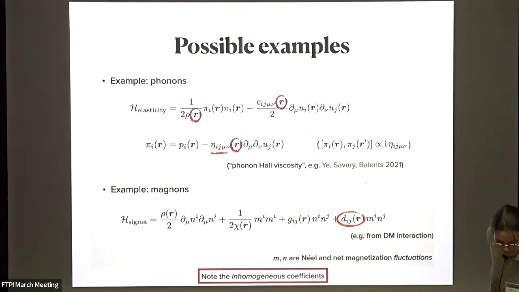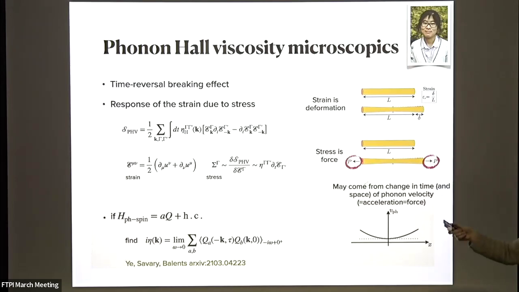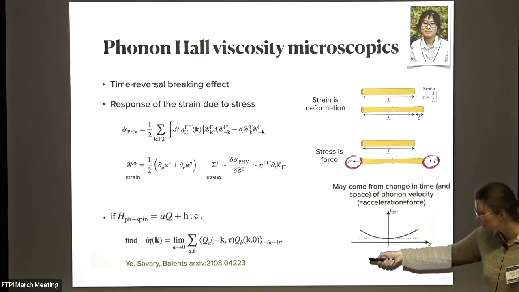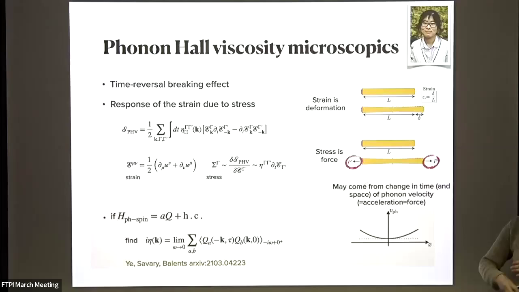I don't have time to go through it, but there's a term that you can write down, the lowest order, which couples the strain to the stress. The coefficient is called the phonon Hall viscosity. And if you were to imagine it came microscopically from coupling phonons to magnons, then it would take this form of a correlation function of the magnon operator.